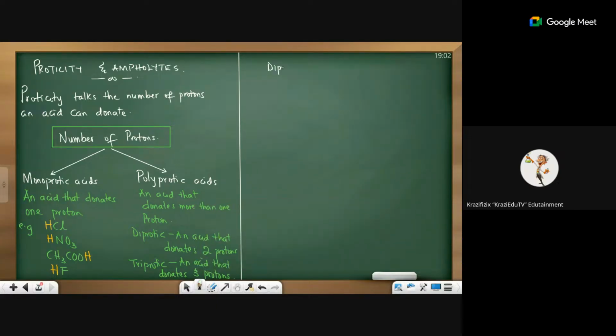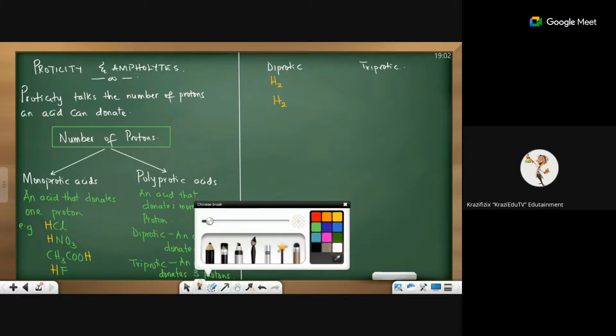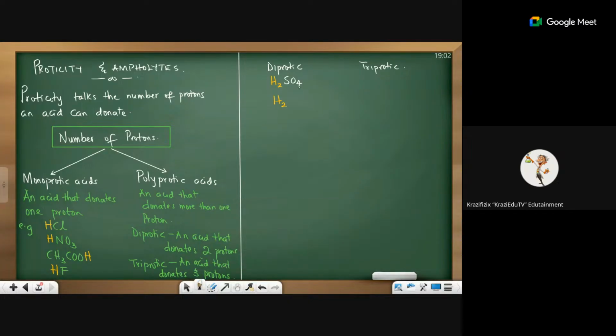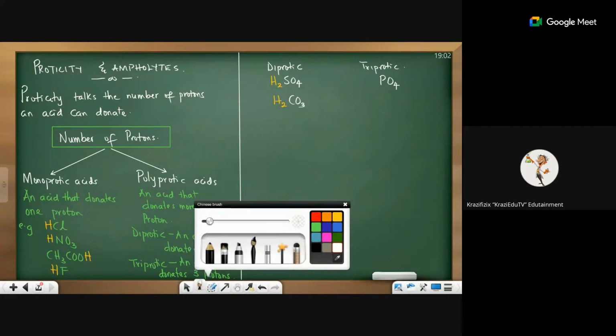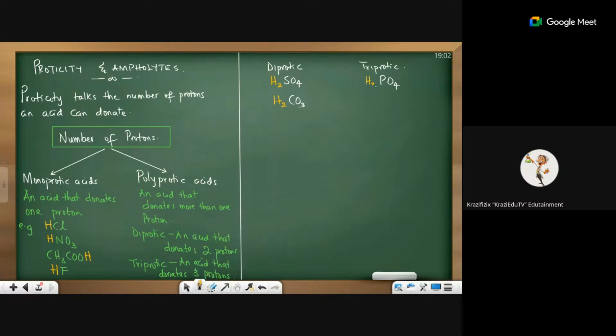And we can quickly write a few examples. I'm just going to give you one example on triprotic for the sake of level. So here, H2SO4, H2CO3, that's the idea. Here, phosphoric acid, what will it be? H3PO4. I want to use equations to show what we've done quickly.